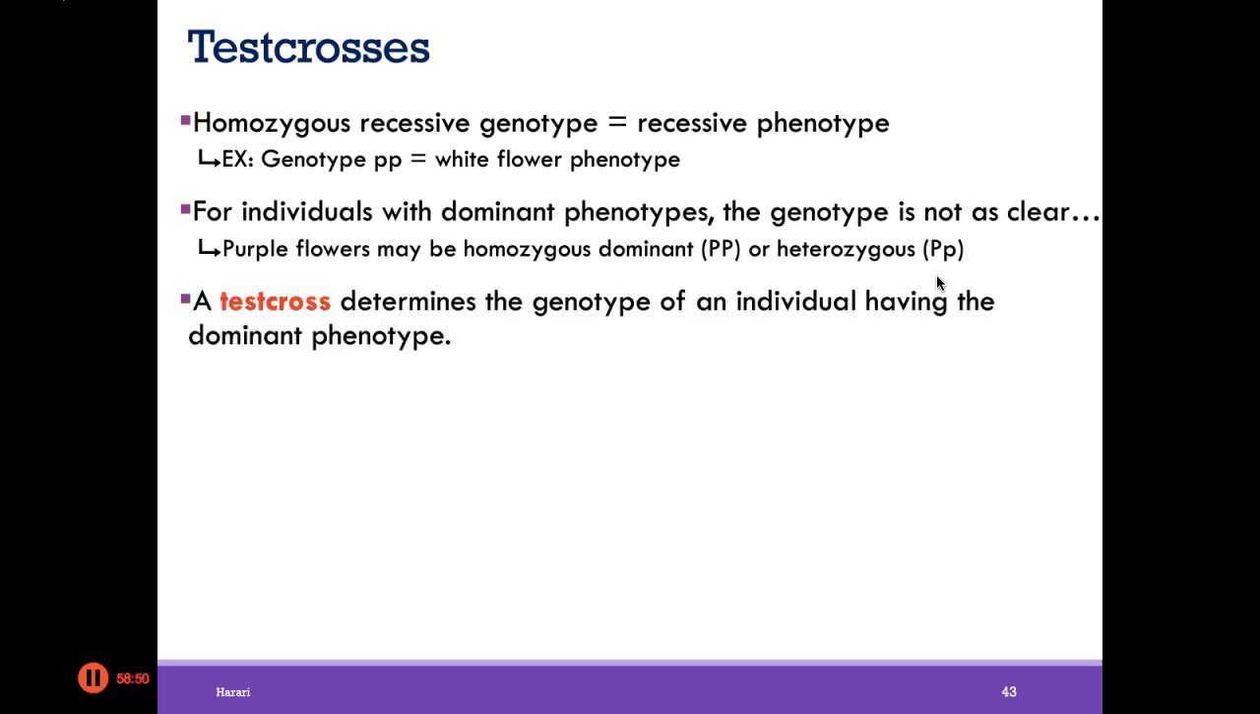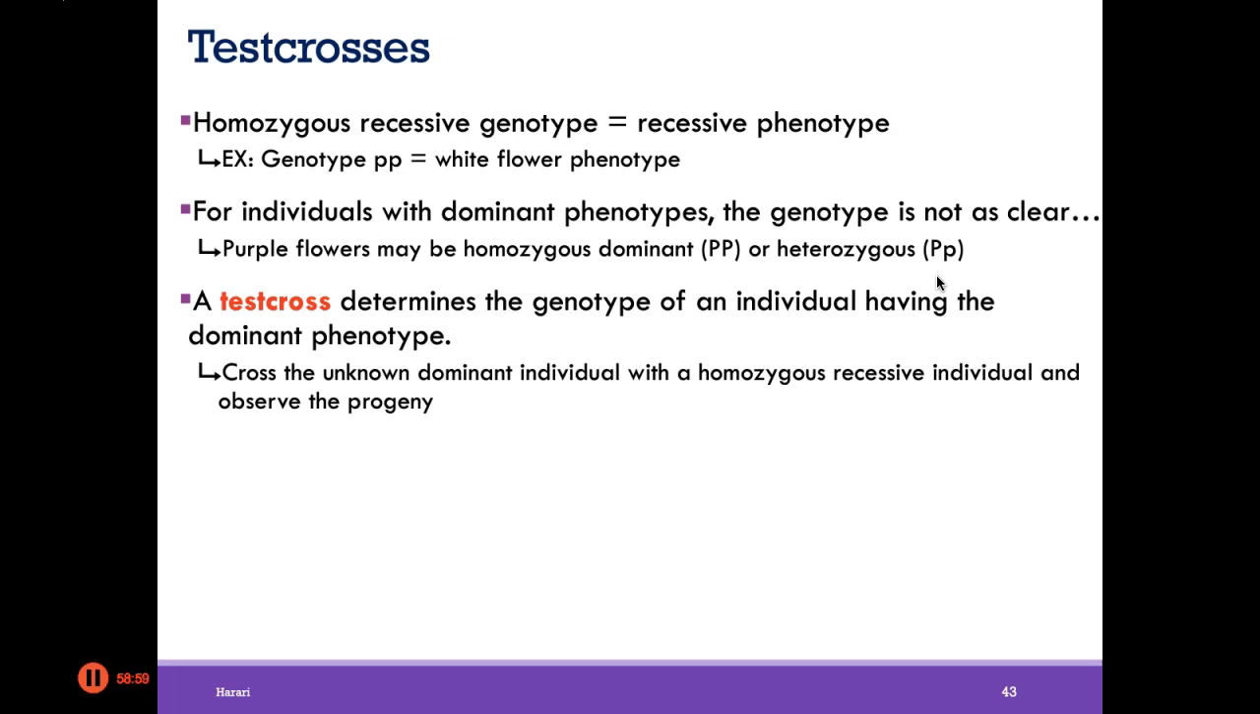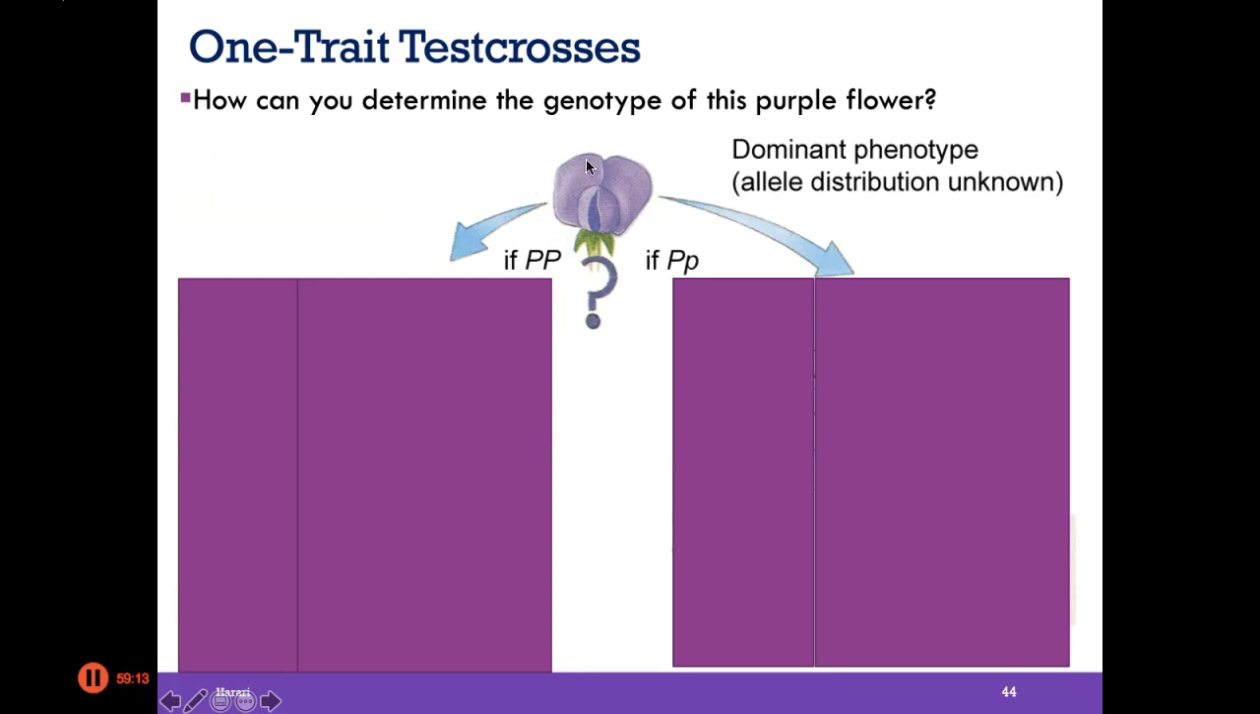Well, I could use a test cross. A test cross determines the genotype of an individual having the dominant phenotype. So it says, is it a homozygous dominant or a heterozygous individual? The way we do this is by crossing the unknown dominant individual with a homozygous recessive individual, and then we look at the progeny. So here we have a purple flower. We have no idea if it's big P, big P, or big P, little p, right? But we know it's the dominant phenotype.